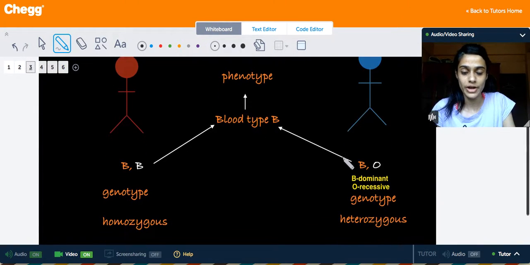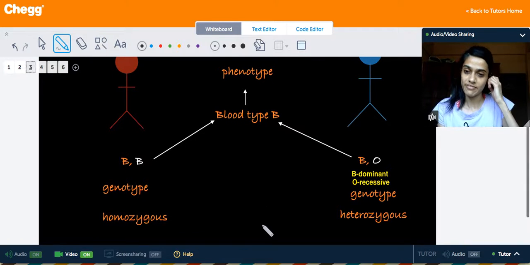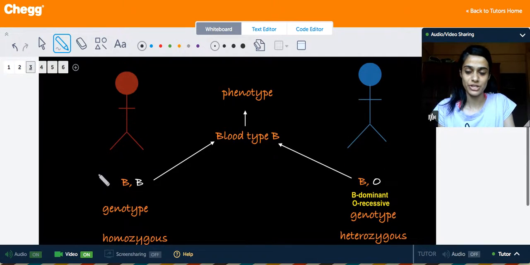So we get one allele from our mom and one allele from our dad. Let's say in this example, the orange one is the one that you get from your mom, and the white one is the one that the person gets from their dad. In these two individuals, this red guy here has a B from their mom and a B from their dad. This blue girl here has a B from their mom and an O from their dad. As you can see, this red person has two B's. Both of these alleles of the gene are the same.